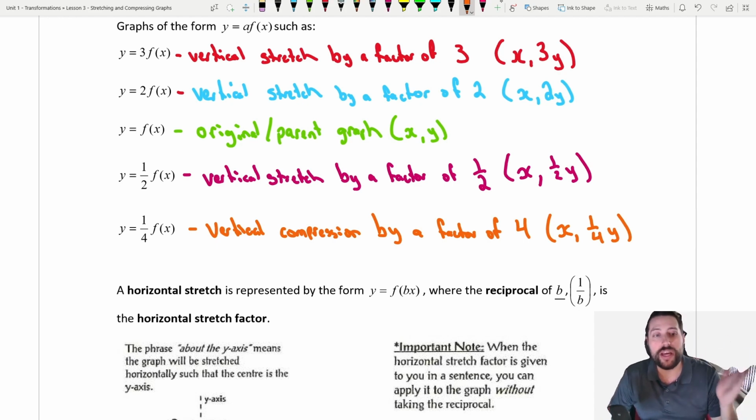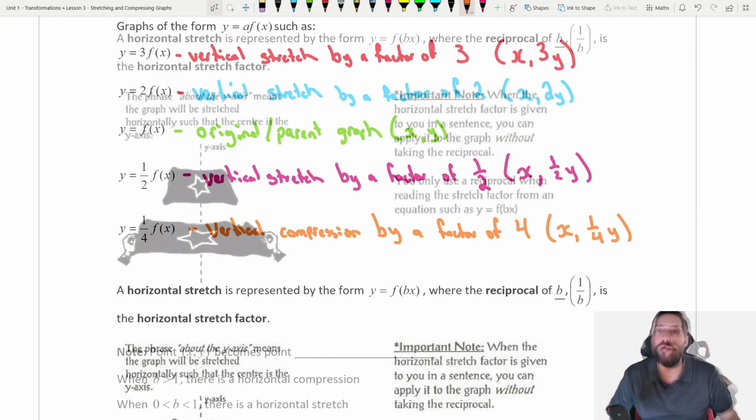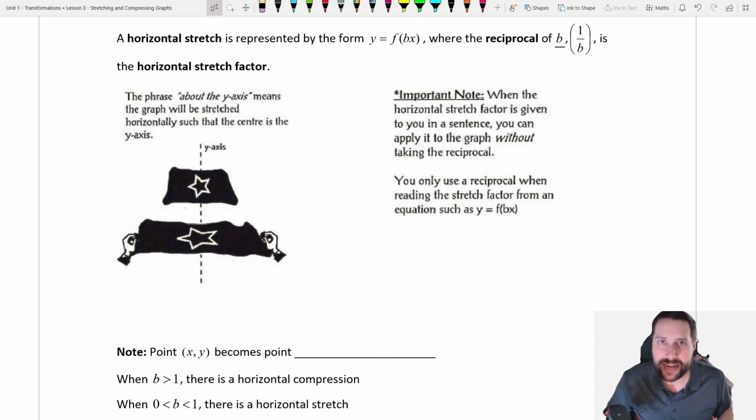So you either say a vertical compression by a factor of a whole number, or a vertical stretch by a factor of the fraction. It means the same thing. So make sure you understand the terminology of the two. Okay, moving on to the next part.